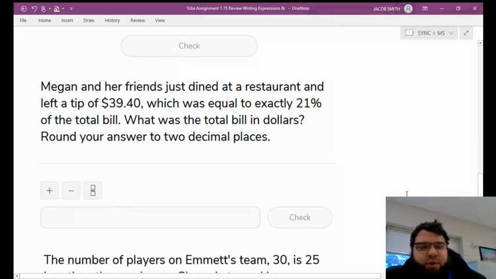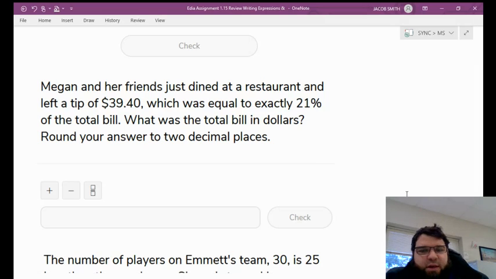Next, we have Megan and her friends just dined at a restaurant and left a tip of $39.40, which was equal to exactly 21% of the total bill. What was the total bill in dollars? Round your answer to the nearest two decimal places.